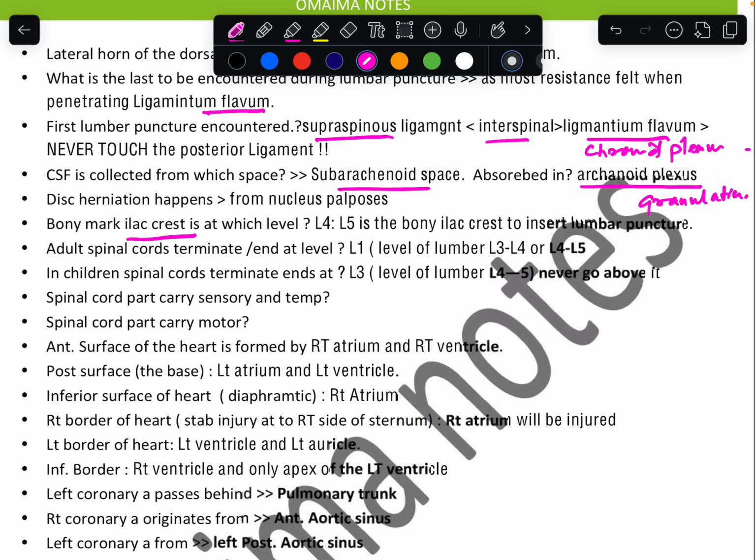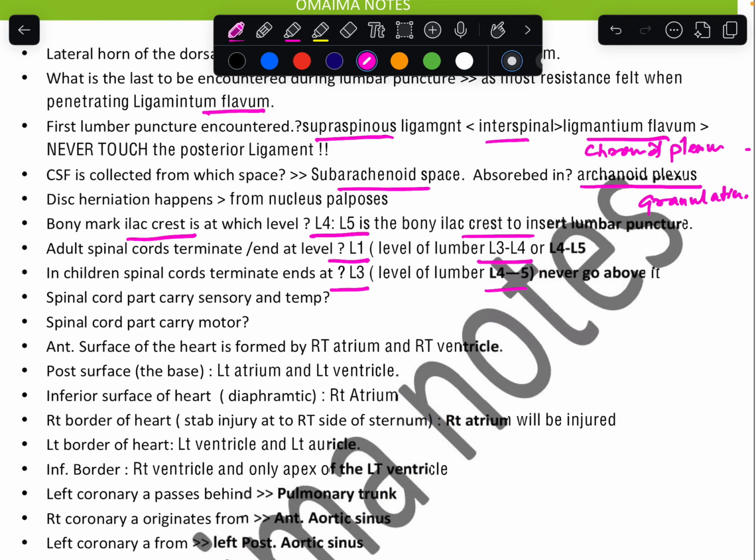Bony mark: iliac crest at the level of L4-5, so one hand is put on the iliac crest. Adult spinal cord ends at L1, children L3. Level of lumbar puncture L3-4, in children L4-5. Spinal cord tract carries pain and temperature. Motor is anterior, pain and temperature is lateral.